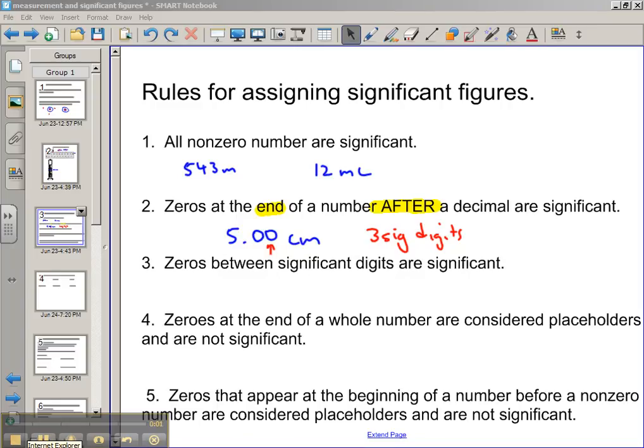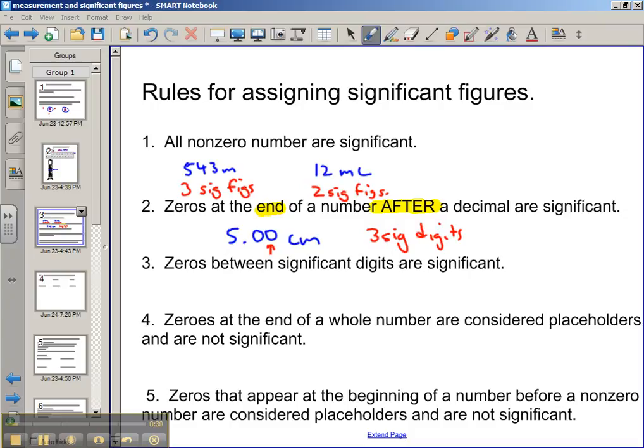Sig figs part 2. Okay, all non-zero numbers are significant, so this has 2 sig figs. I'm going to call them sig figs for time's sake. Sorry, 3 sig figs. Okay, and this one has 2 sig figs. If it's not a 0, it's significant. Okay? Zeros at the end of a number and after a decimal are significant.